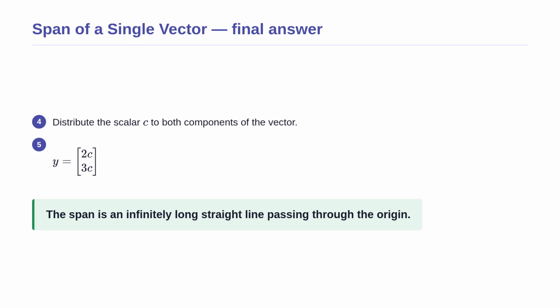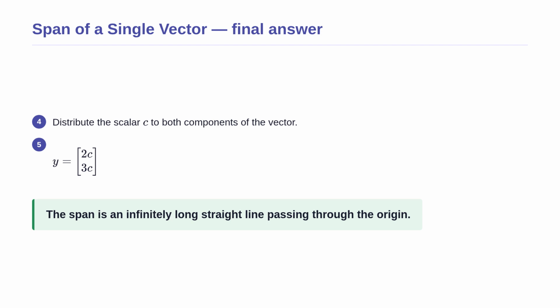Continuing our calculation, we distribute the scalar c to both components of the vector. This final expression represents every possible vector in the span. If we choose c equals 1, we get our original vector. If we choose c equals 2, we get a vector twice as long. If we choose c equals -1, we get a vector pointing in the exact opposite direction.